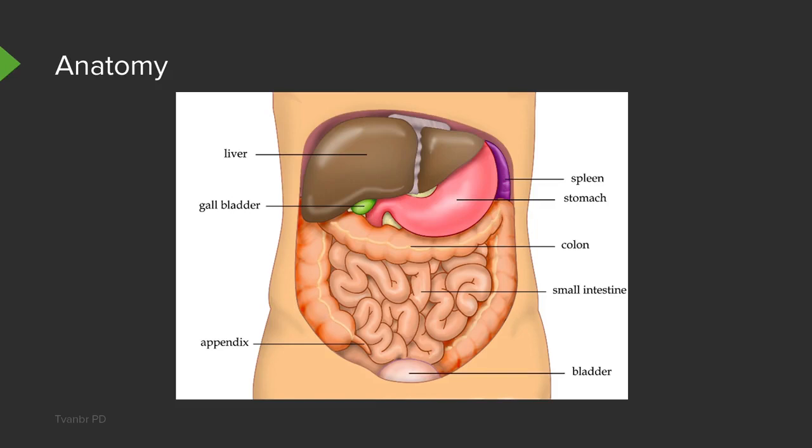The gallbladder is usually not well seen on an abdominal plain film. However, if it has calcifications in it, such as gallstones, that may be visualized. And then the majority of the rest of the abdomen is encompassed by large bowel, which is seen peripherally, and then small bowel, which is usually seen centrally.